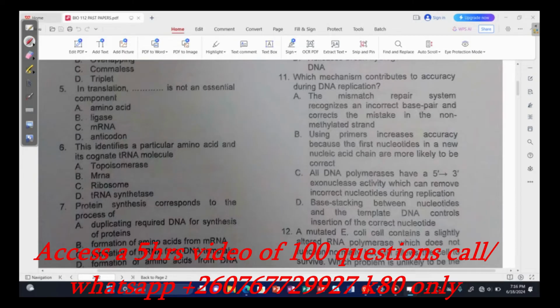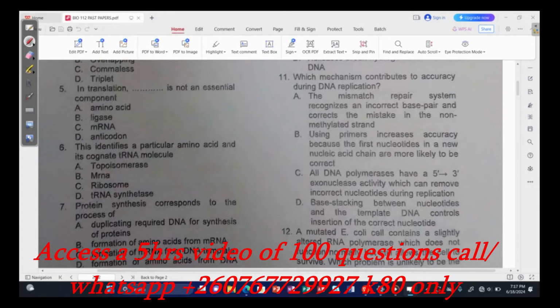Then D is saying base stacking between nucleotides and the template DNA controls insertion of the correct nucleotide. This is false. Base stacking of nucleotides with the template DNA does not control insertion. So we have analyzed all the options. B is false, C is false as well, D is also false.